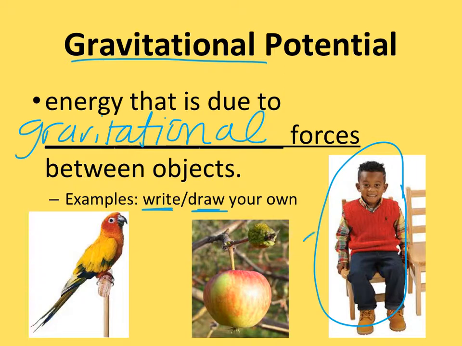Gravity is pulling you down, sitting in the chair, so between you and the chair, there is gravitational potential energy. We also see it here with the apple hanging on the tree. Between the little stem here and the apple, there's a gravitational interaction, as well as the bird sitting on the perch right here, similar to you sitting in the chair. So any object at rest on a surface has got gravitational potential energy, or between two objects.